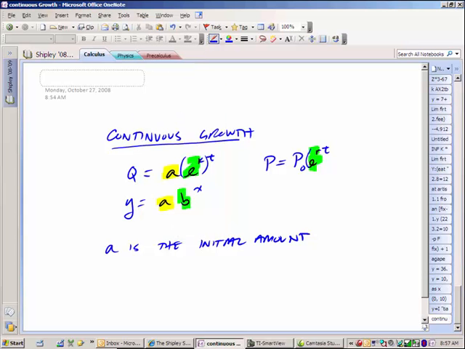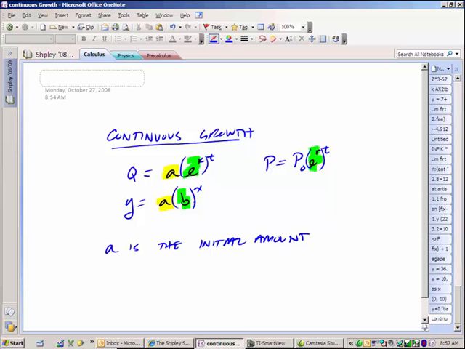Elizabeth actually says it perfectly. B was the growth factor before. Now the growth factor for continuous growth is e to the k. And as a matter of fact, e to the k and b are the same exact thing, saying the same thing in a different way.